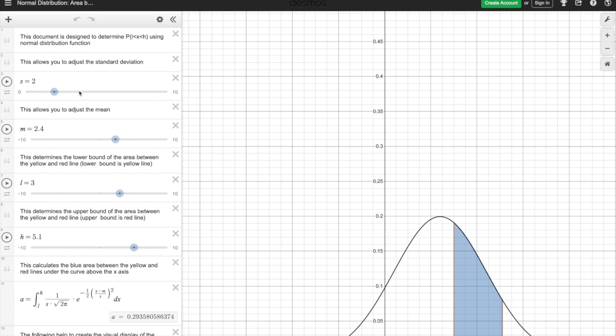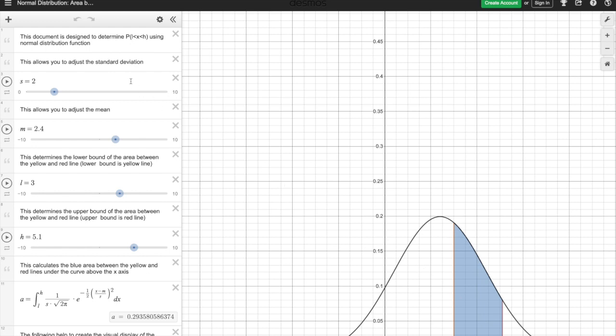When you follow the link from Blackboard to the normal area calculator, you'll be taken to this Desmos worksheet. Let's take a minute to look over it and see what we can use it for. Right away we can see that there's a graph of a normal curve, but the default for this normal curve that this worksheet uses is not the standard normal distribution.